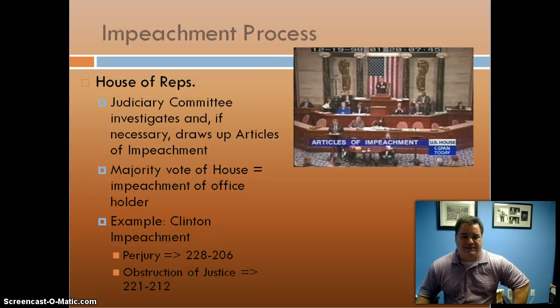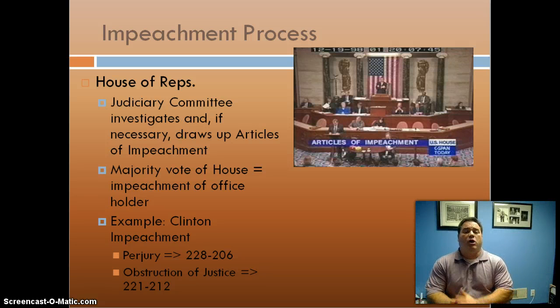The impeachment process starts in the House of Representatives. Okay, the Judiciary Committee, the standing committee, if there's an issue that is going on that the House members feel may be grounds for an impeachment, they'll investigate it. And if necessary, they'll draw up what's called articles of impeachment. Now, these are not a normal piece of legislation. They are the charges, essentially, being brought against an officer. In this case, we're talking about a president, but again, it can be used against any sitting official.